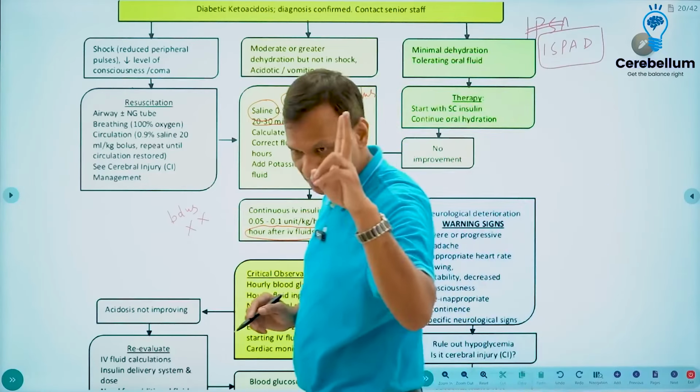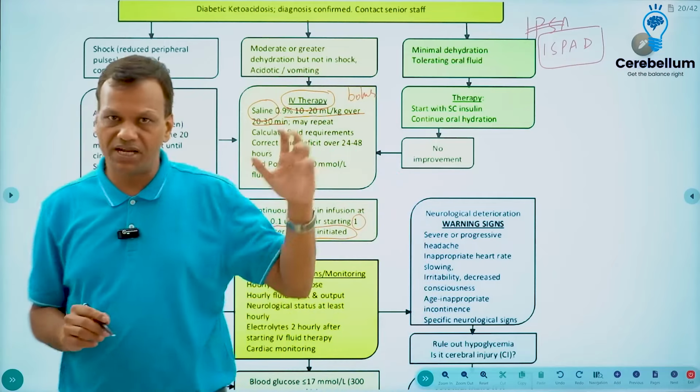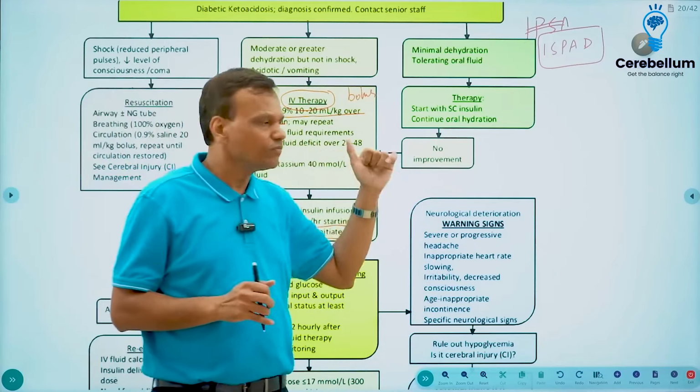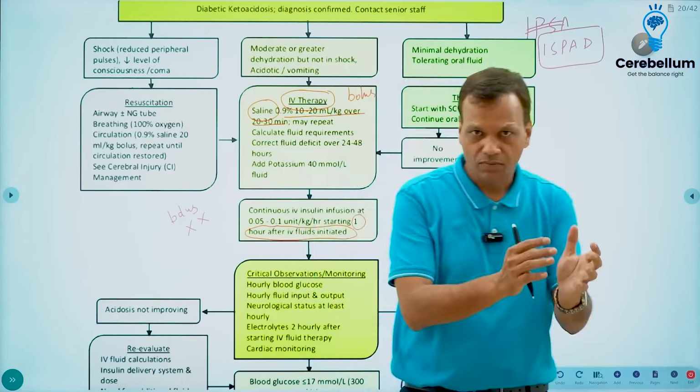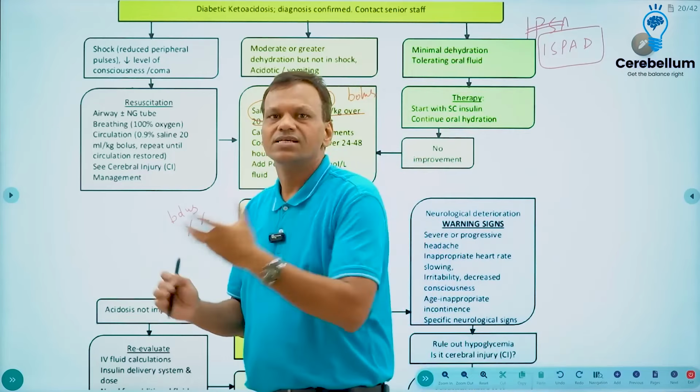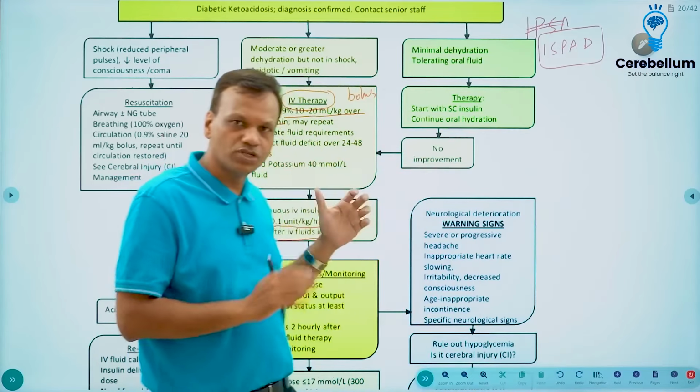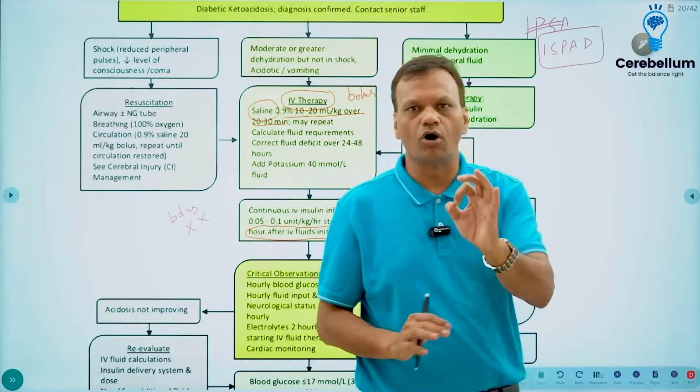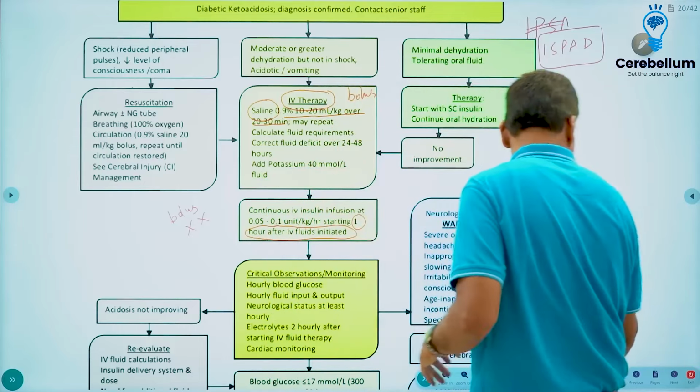So 2 things to keep in mind. In children with diabetic ketoacidosis, number 1, IV fluids are started first. Insulin is started after 1 hour. Second thing, insulin infusion directly should be given. Bolus should not be given. Yeah? So this is what the question is asking.